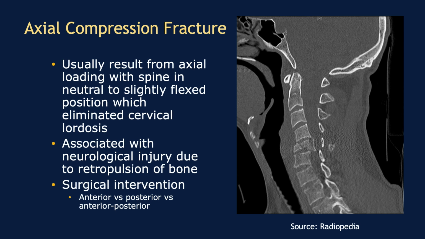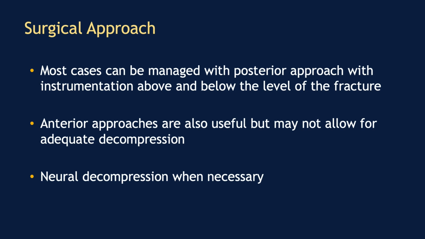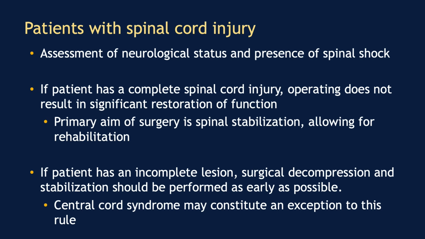Of note, C7 axial compression fractures carry a higher risk of developing a kyphotic deformity than other levels due to the cervical thoracic junction. For these fractures, most can be managed with posterior approaches with instrumentation above and below the level of the fracture. Anterior approaches are useful but may not allow for adequate decompression. Neurodecompression must also be performed when necessary.